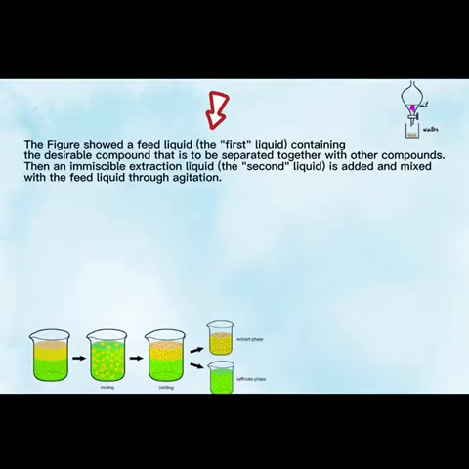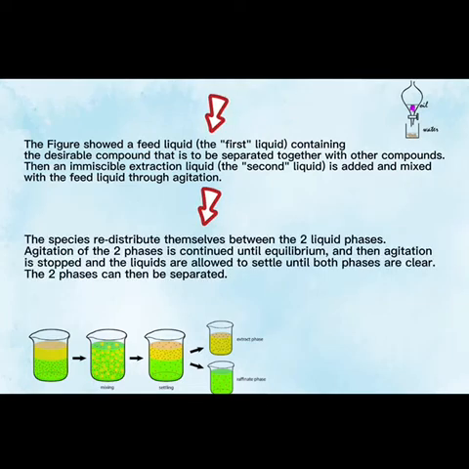The figure shows a feed liquid, the first liquid containing the desirable compound that is to be separated together with other compounds. Then an immiscible extraction liquid, the second liquid, is added and mixed with the feed liquid through agitation. The species redistribute themselves between the two liquid phases. Agitation of the two phases is continued until equilibrium, and then agitation is stopped and the liquids are allowed to settle until both phases are clear. The two phases can then be separated.